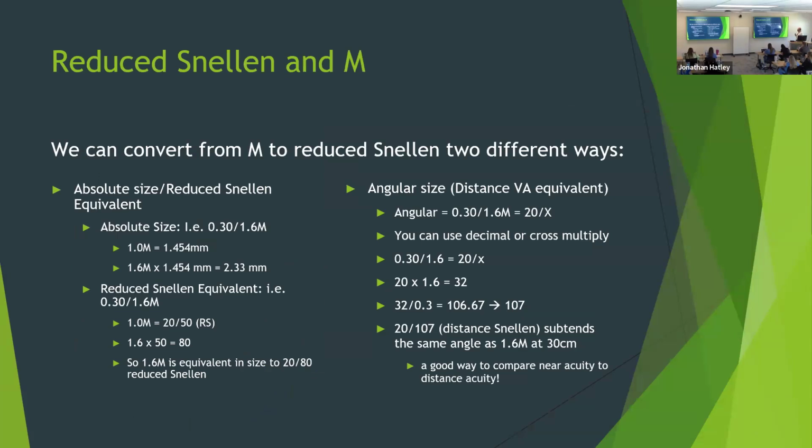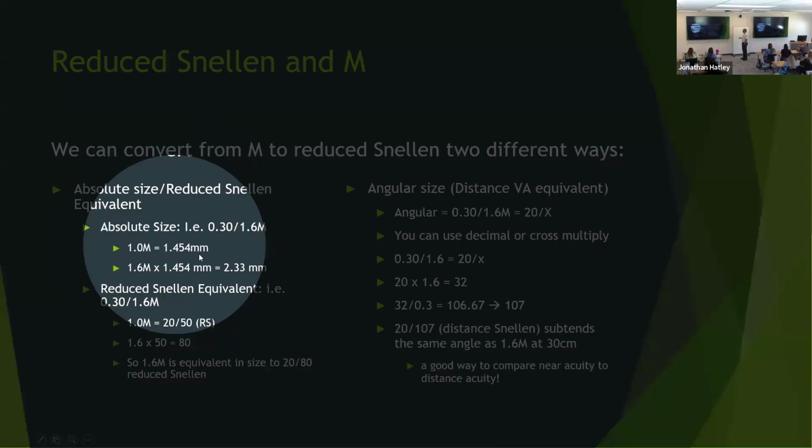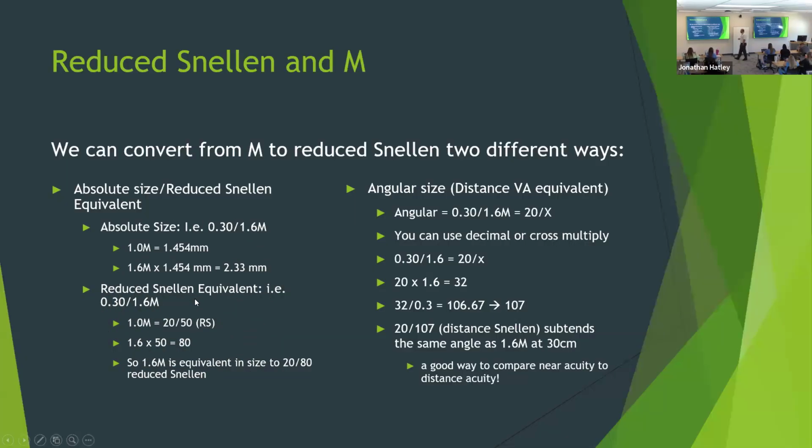So if you've got a reduced Snellen card, kind of wrapping this little bit up here, and you want to convert to M, or you want to convert from M to reduced Snellen, there's two different ways that you can do that. So over here on the left, you can see you can convert to absolute size, or the other way is angular size. Over here on the left, you can see absolute size has two different ways, the absolute size here, and then the reduced Snellen based on absolute size.